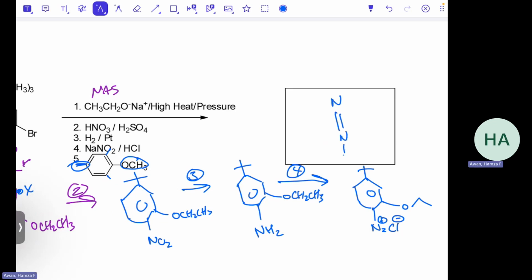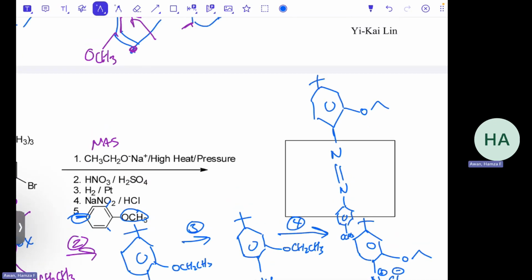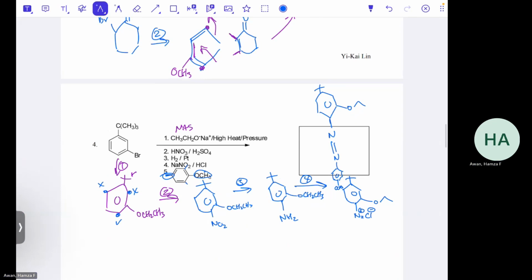we're going to have our groups. So this is going to be our OCH3. Then on the other side, we're going to have the product that we've been making the entire time, and our t-butyl at the top. And I can make it a little bit clearer, just like that. So that is going to be our final product.